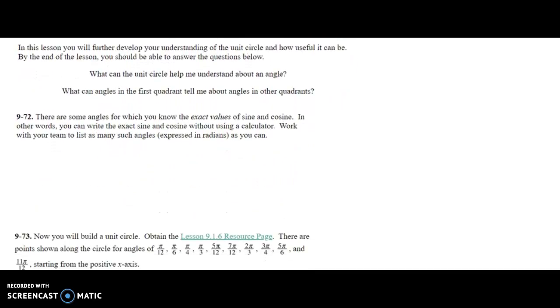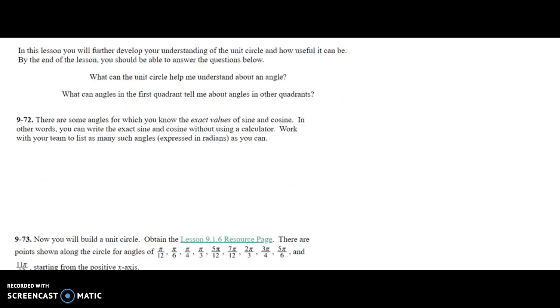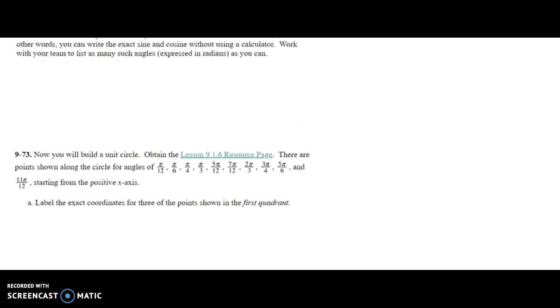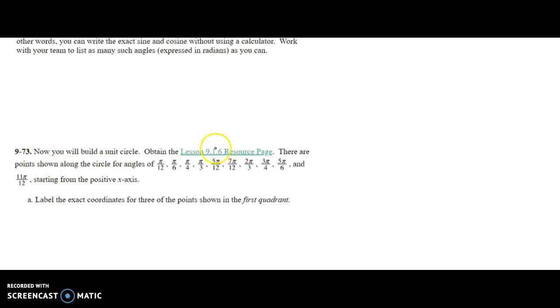The first kind of problem you're going to want to do is look at some of these exact values of sine and cosine and see what kind of list you might be able to create, but expressed in radians. Feel free to read the problem further in depth for more details. In 973, you should be receiving a resource page. On this resource page, there are points on the circumference, and you can draw in the right triangles. And what you can do is label those points as radians.